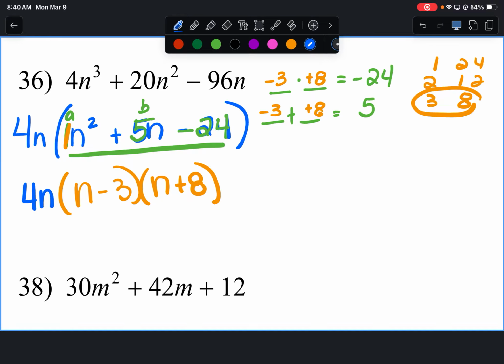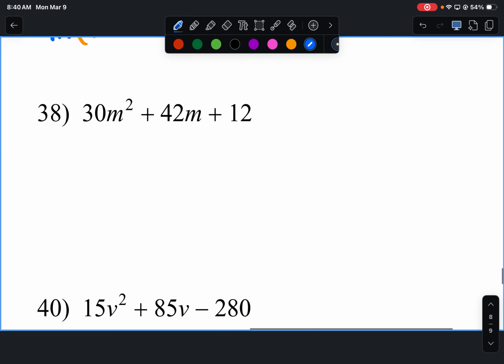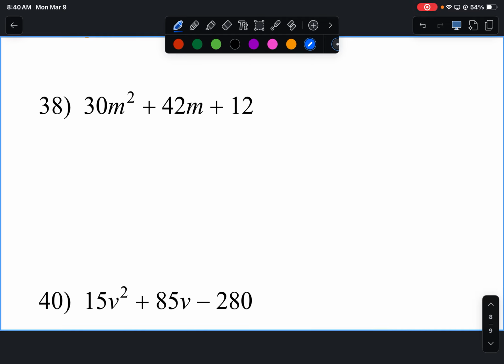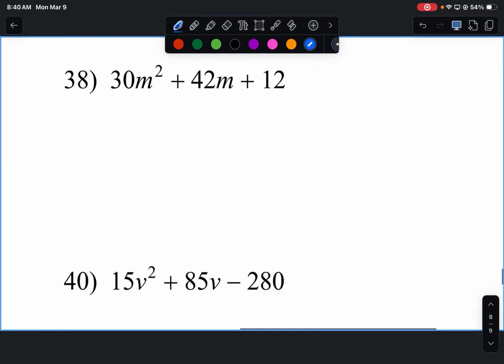All right. So that is our answer for 36. Okay, now we're going to look at 38. So for question 38, does that have a greatest common factor? Hold up. It is 6. So, if we take out a greatest common factor of 6, what does that leave us with? 5m squared.